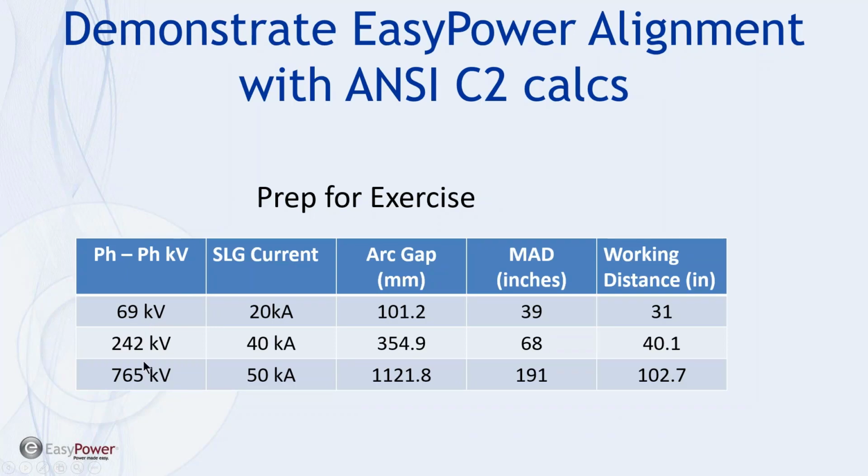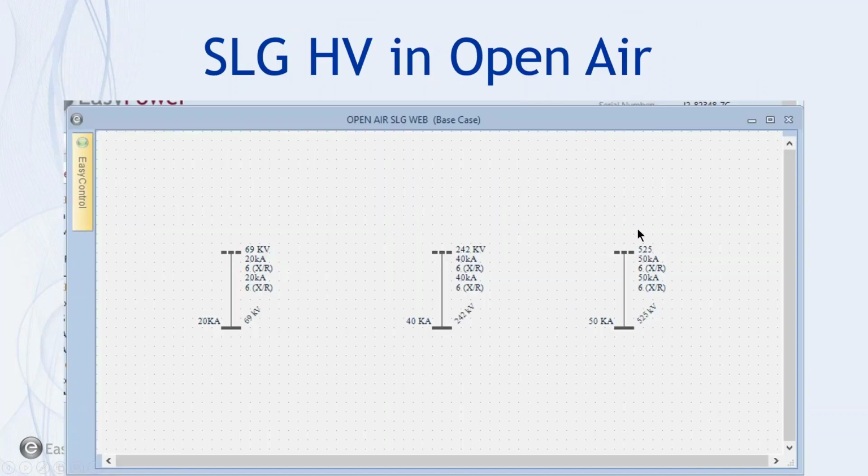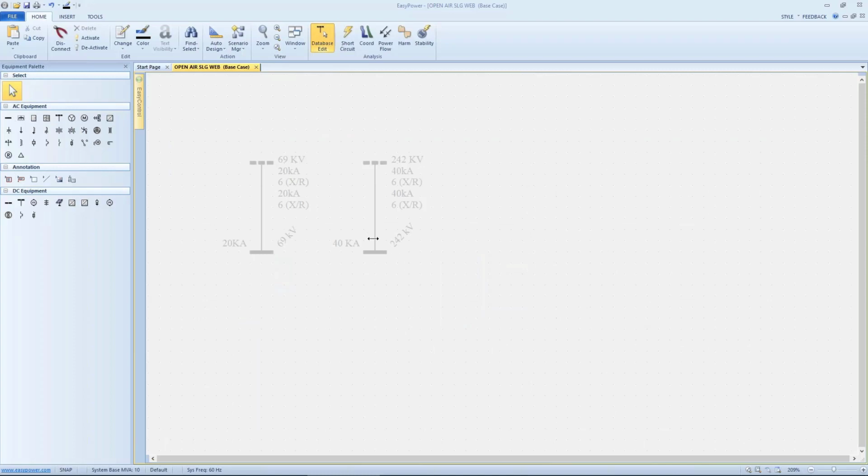kilovolts, 242 kilovolts, 765, and just because these are data points on the chart, the short circuit line to ground. I'm going to use this to set up my example using these air gaps, and you'll see that in our results. All right, so let me jump into EasyPower and show how this works. So I've got 2 examples already created. I'm going to create a third and a fourth one, and the technique goes like this.